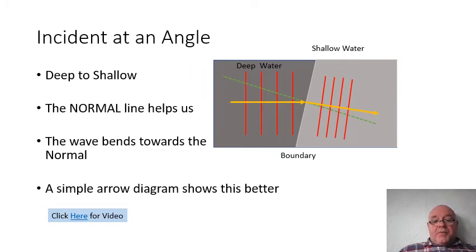And a simple ray diagram just shows this a little bit better. Again, I expect you to know that diagram. And of course, if you were going the other way, from shallow into deep, then the wavelength would increase, the velocity would increase, and you would bend away from the normal. But the deep to shallow one is the one that I need you to know for your exam.